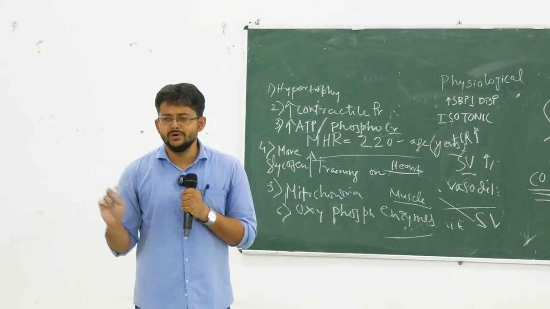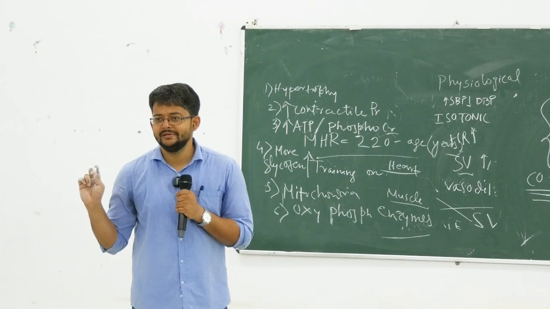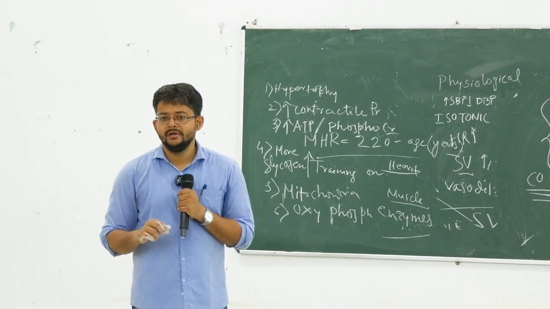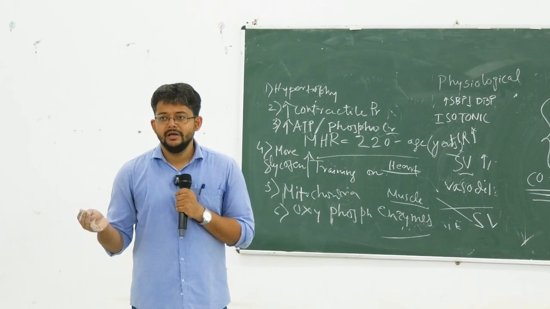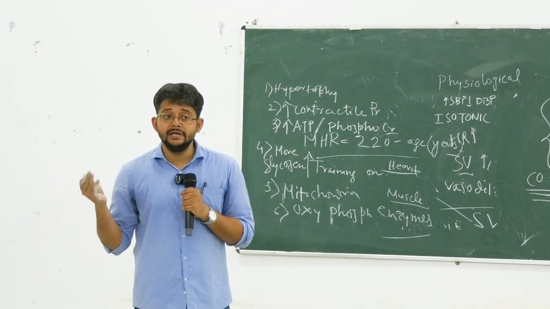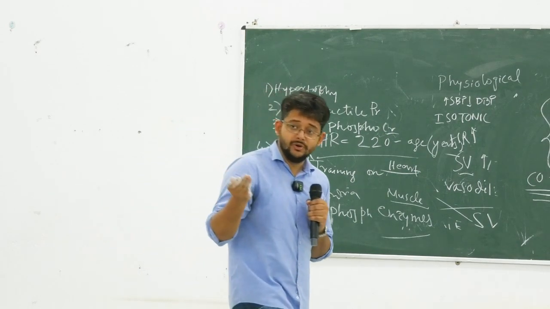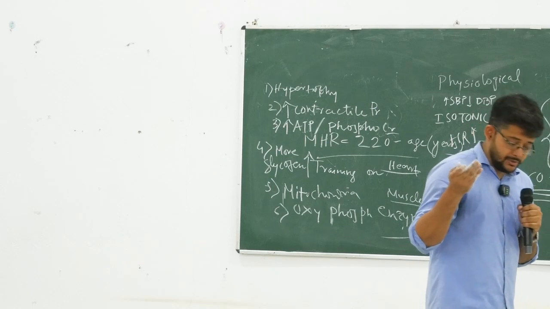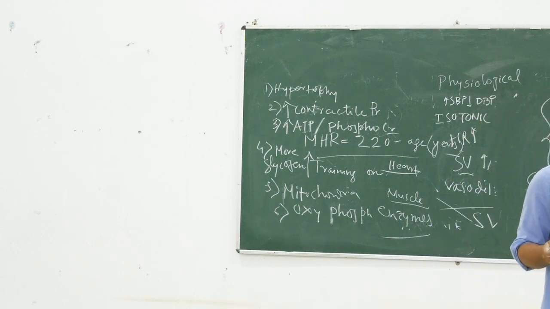So what will happen to aldosterone? Aldosterone will be increased. Renin-angiotensin aldosterone system, aldosterone will be increased. Mineralocorticoid will be increased. Why? Because it has to conserve sodium and water.